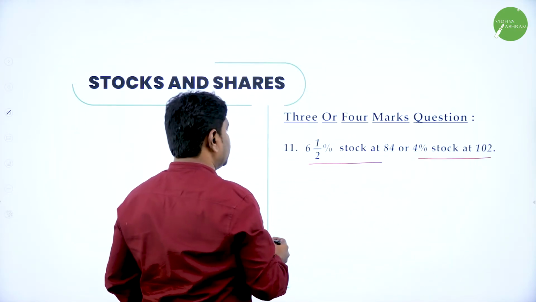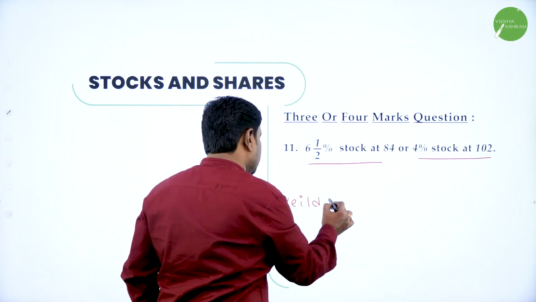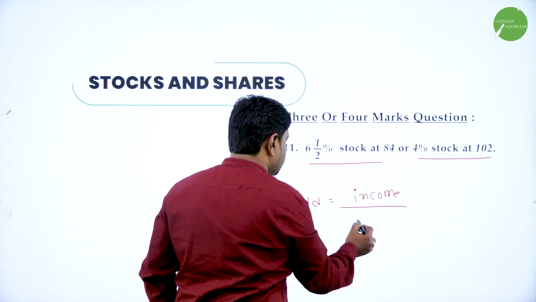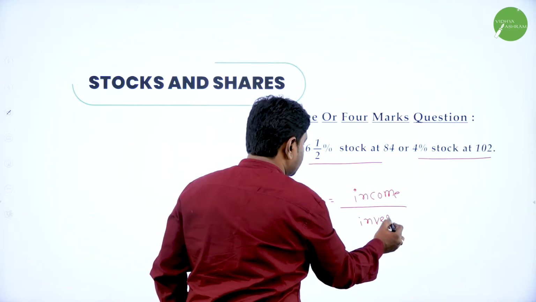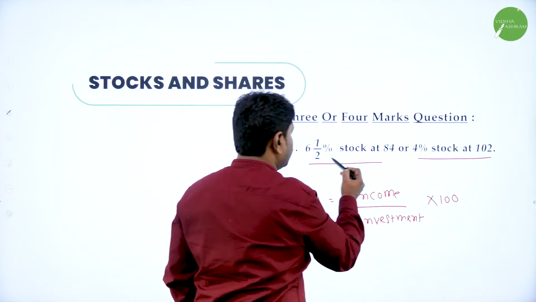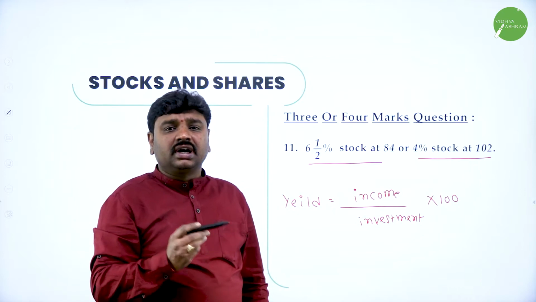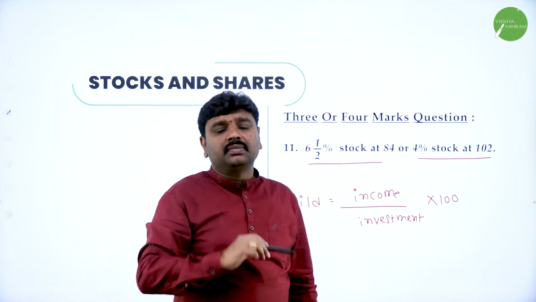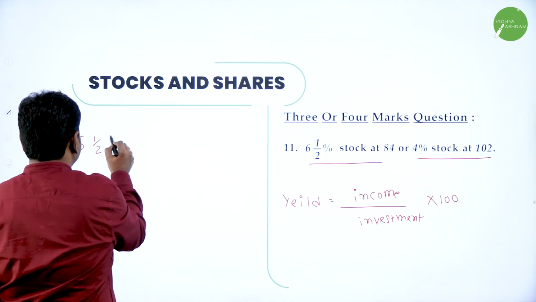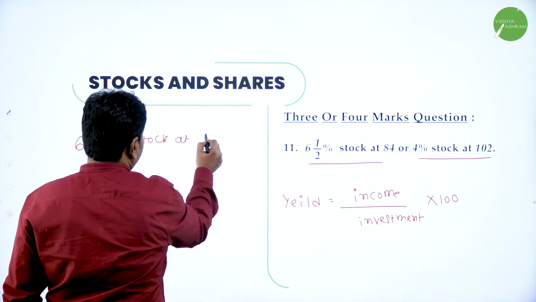First we'll calculate case one. All of you know yield is equal to income divided by investment, amount invested, into 100. This is the formula we use. For the first case we'll separately calculate yield, and for the second case we'll separately calculate yield, and the one with more yield will be the better investment. So first I'll take 6 1/2% stock at 84.